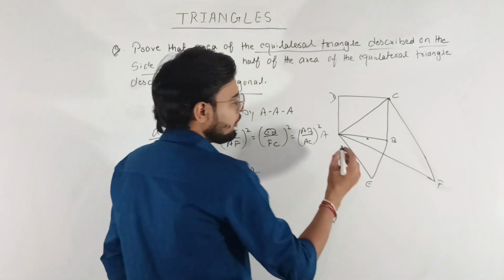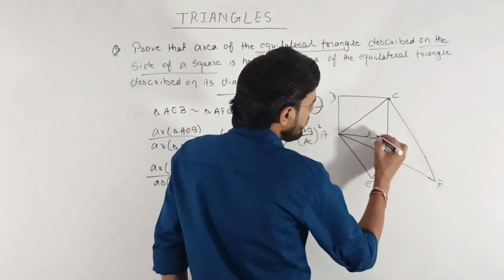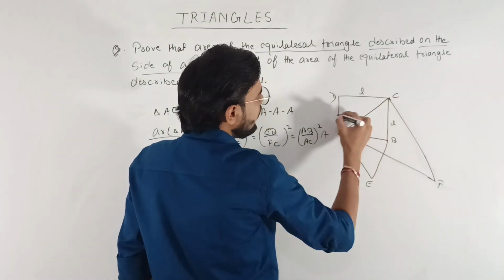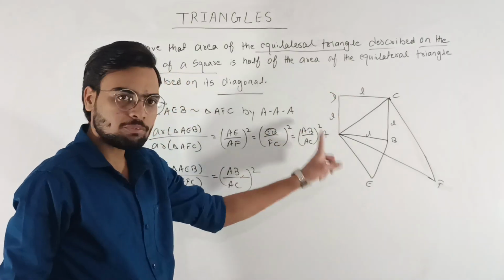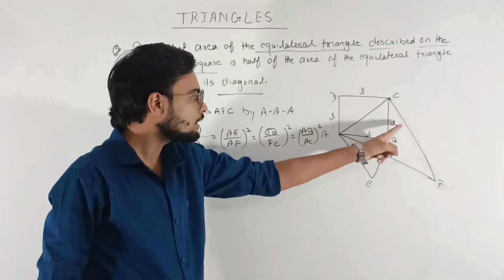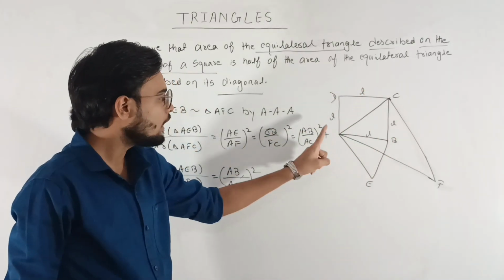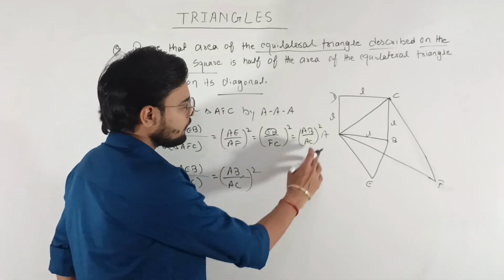Okay. Now let's assume AB is L. Then this one is also L and L. Why? Because all the sides of a square are equal. So if AB is L, then BC is also L, DC is also L, and AD is also L.